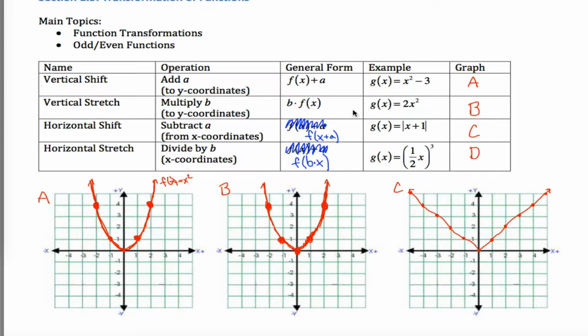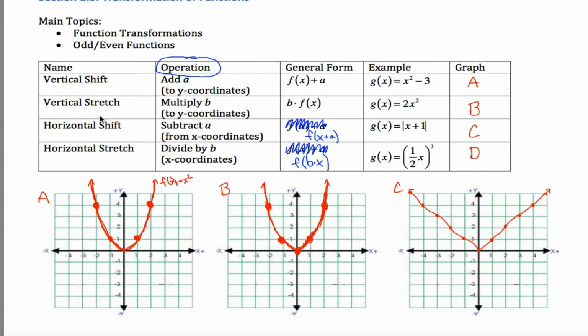In your book, what it'll say for this specific example is we're going to shift this graph down by 3. And that's 100% true. However, I think it's easier to think of all of these in terms of operations. So I'm going to focus on this column right here, although I just kind of made it hard to read, whereas most books focus more on this over here.